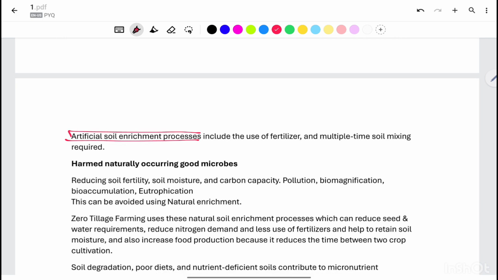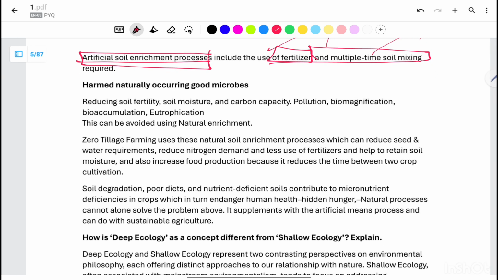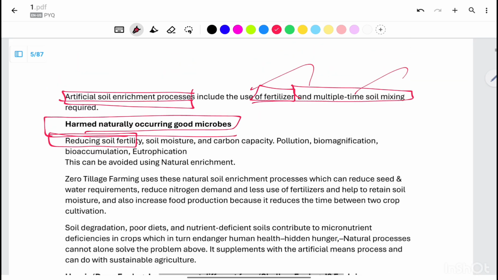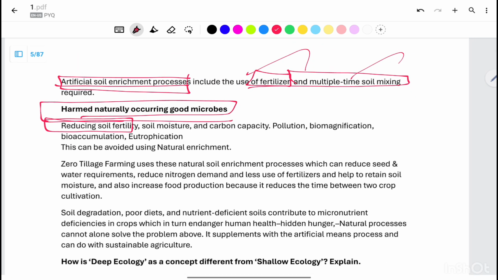Artificially, the soil is enriched through fertilizers. When you are using fertilizers, multiple times you need to mix the soil. It harms the naturally occurring good microbes. And fertilizers are going to reduce the soil fertility. Now we say here, what are the side effects of fertilizers? They reduce the soil fertility.